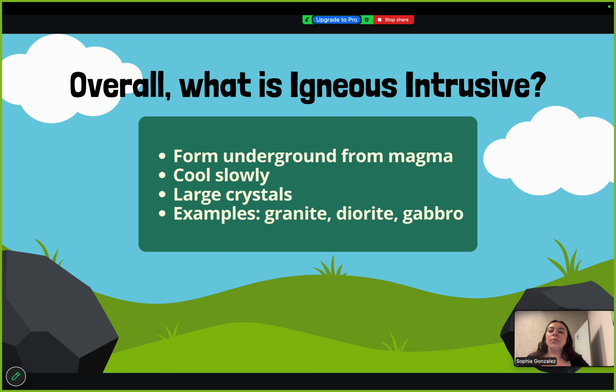Now, overall, let's sum up what is igneous intrusive. Igneous intrusive rocks form underground from magma, and like we mentioned, they cool very slowly over time. The slow cooling process creates large crystals, in rocks such as granite, diorite, and gabbro. These rocks are important both for understanding Earth's processes and for practical uses.